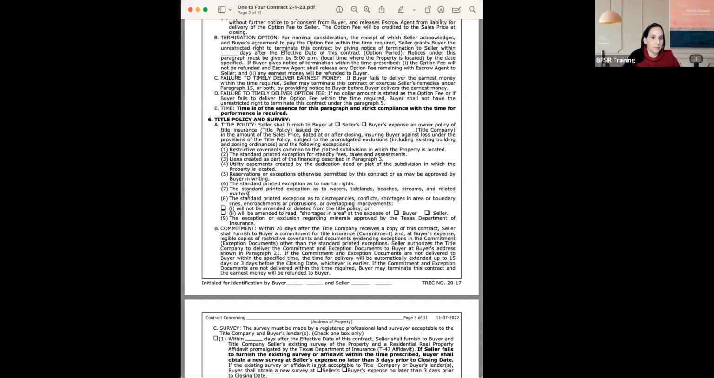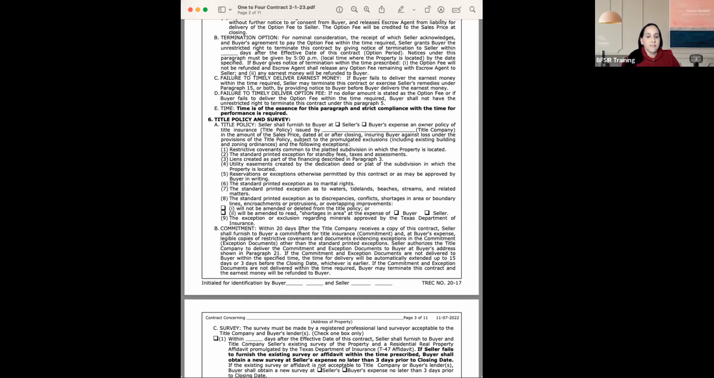It's the same boilerplate language. And then paragraph 8 here, you have to explain to your client what this is. What this is, it's asking you whether your buyer wants an additional endorsement to the title policy that would basically provide them some extra coverage.